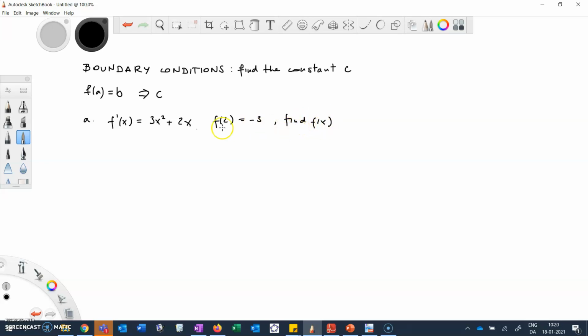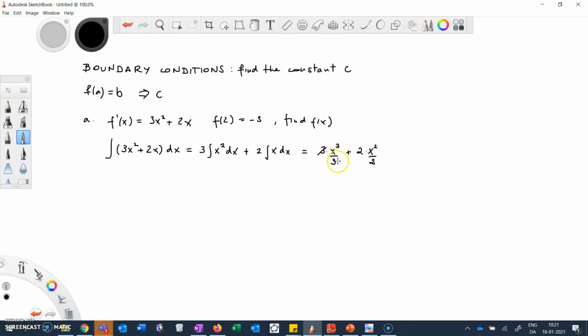Well, the first thing I have to do, since I have f prime, is to integrate this function. So I integrate 3x squared plus 2x in dx, and I find my antiderivative, which is the function f of x. I know that this is equal to 3, which I can put out because it's a constant, times the integral of x squared dx, plus 2 times the integral of x dx. And therefore this gives me 3 times x to the power of 3 divided by 3 plus 2 times x squared divided by 2.